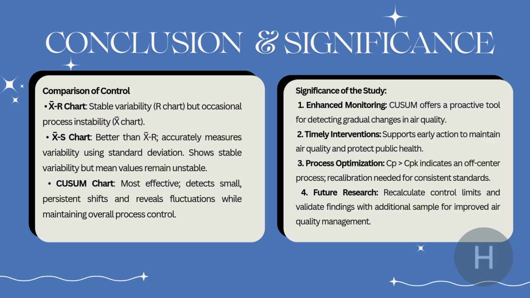The process capability analysis also identified an off-centered process with CP being greater than CPK and values below 1, indicating the need for recalibration to meet air quality standards consistently.